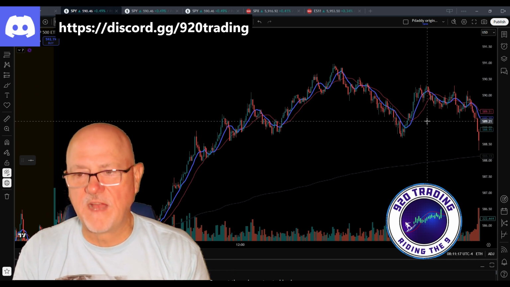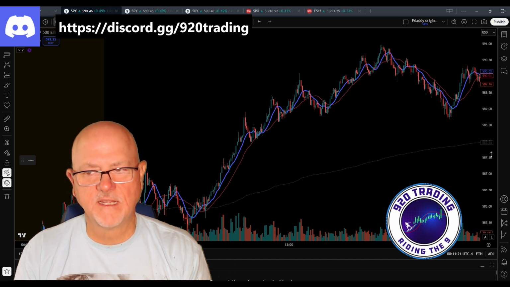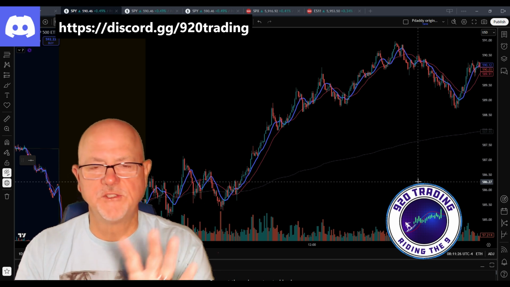Then we came back down, found support, and another cross. Now, this is going to be really interesting. Let's see exactly what happens. Again, I didn't put any other lines on the chart, folks. This is just major levels.